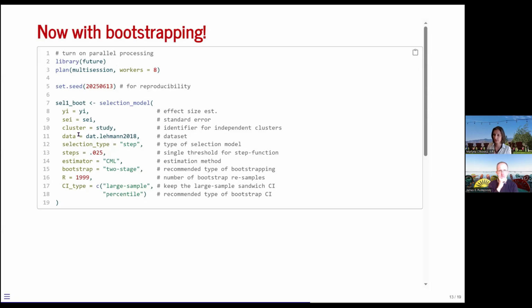Now, most of what you see here is specified as in the previous example. What has changed here is that instead of saying none for Bootstrap, we are now setting Bootstrap to 2-stage. So this is the recommended approach. The recommended number of Bootstrap resamples we set to 1,999, and then we calculate 2 confidence interval types: the large sample confidence intervals, which were calculated in the previous example, as well as the percentile Bootstrap confidence intervals.